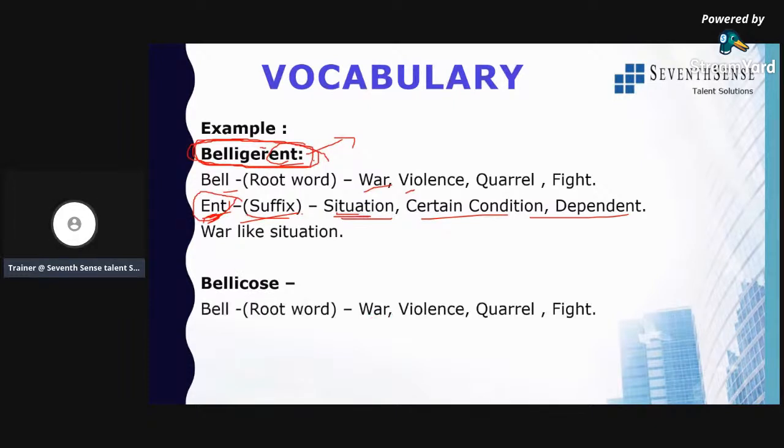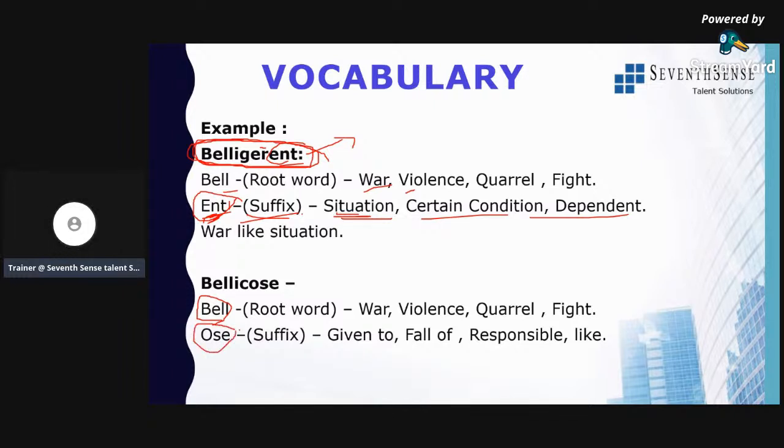Coming to bellicose, here bell is again a root word. If you remember the meaning of a root word, then definitely you are going to find the meaning of any unknown word. If you don't know the meaning of an unknown word, you will find it easily if you remember the root word meaning, right?